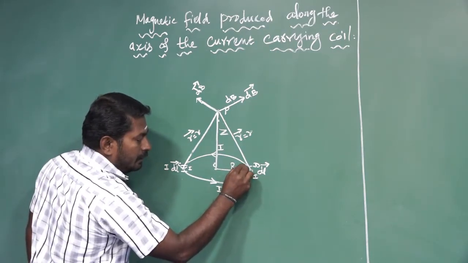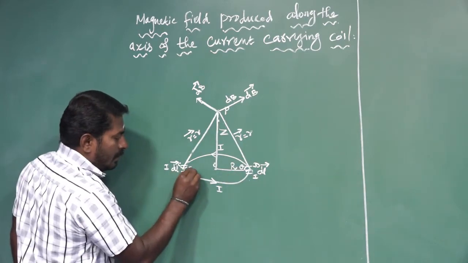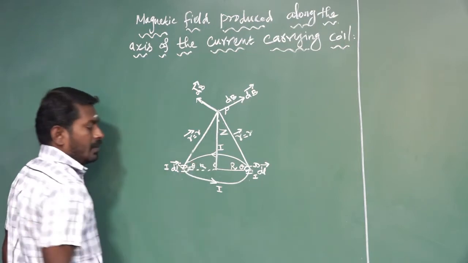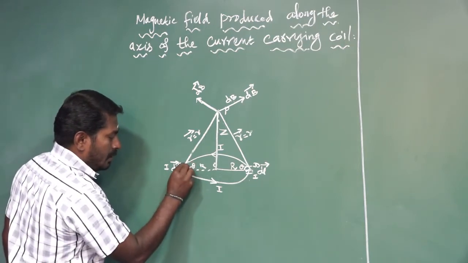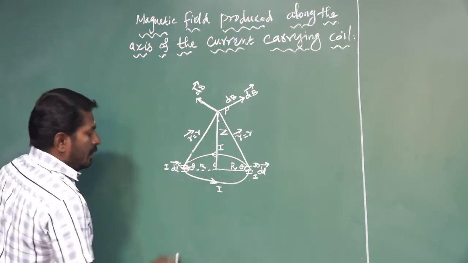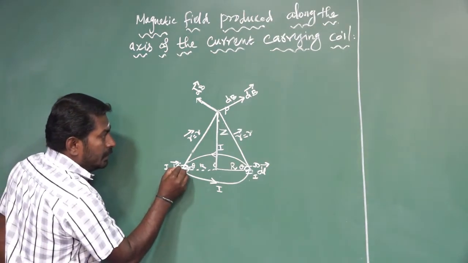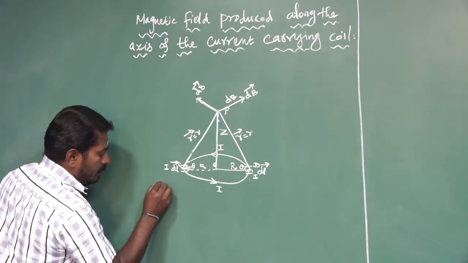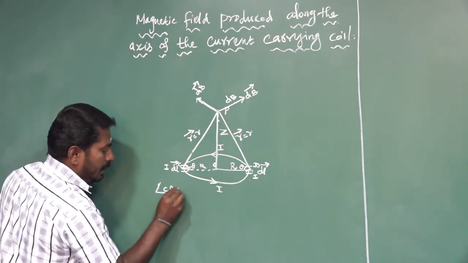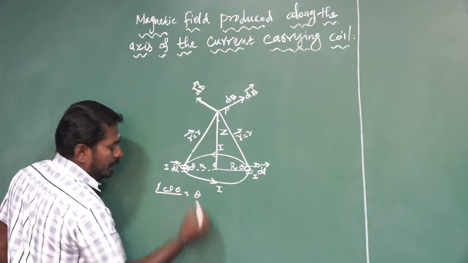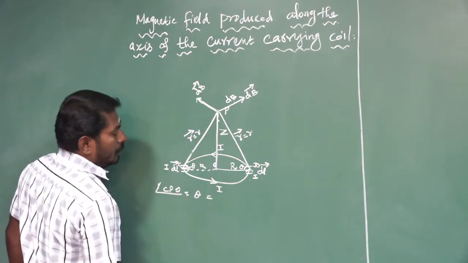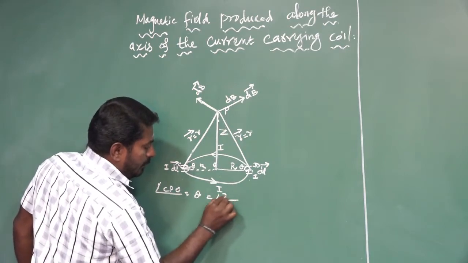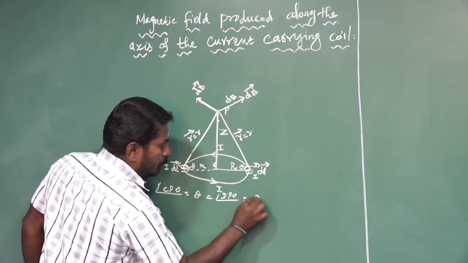Theta is the angle. Now angle CPO is equal to theta, which is equal to angle DPO, which is also theta.